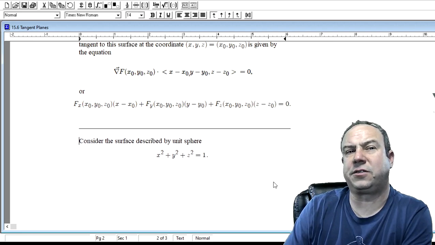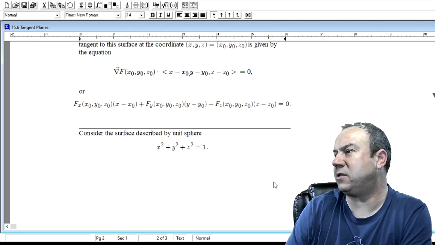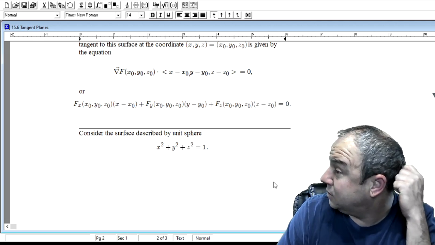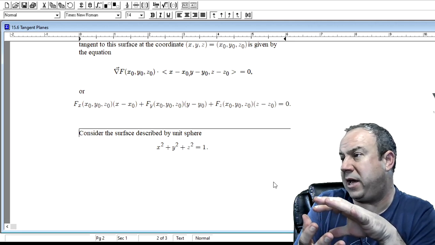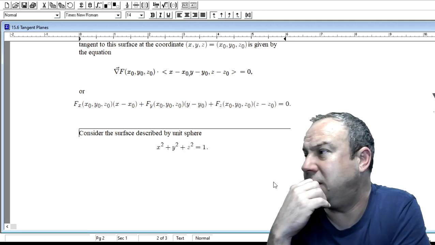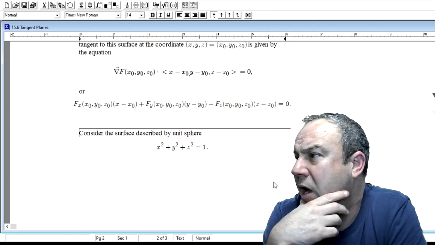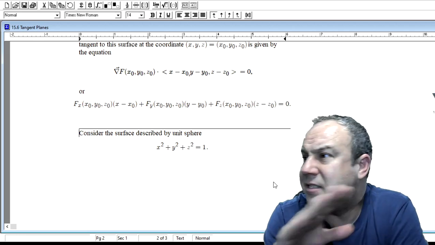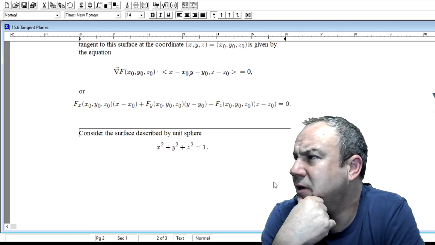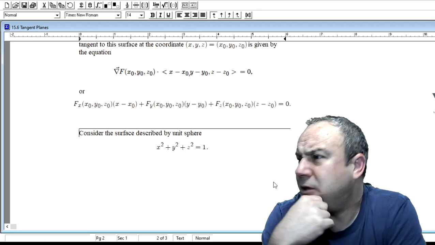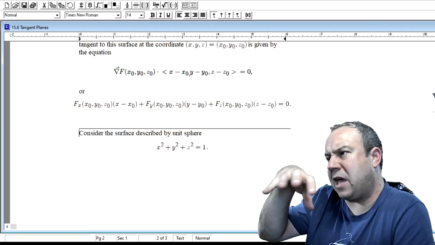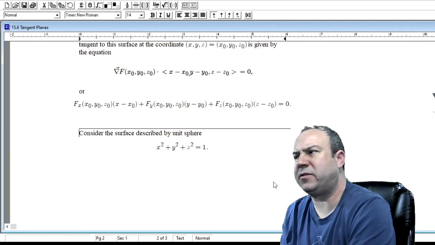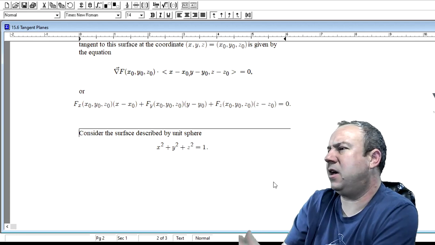Consider the surface described by the unit sphere x squared plus y squared plus z squared equals 1. A sphere centered at the origin in three-dimensional space with a radius of 1 unit is described by this equation here. And it's not functional in its behavior. Unit spheres are not multivariable functions. Their upper half, the upper hemisphere might be, and the lower hemisphere might be, but collectively the unit sphere is not.